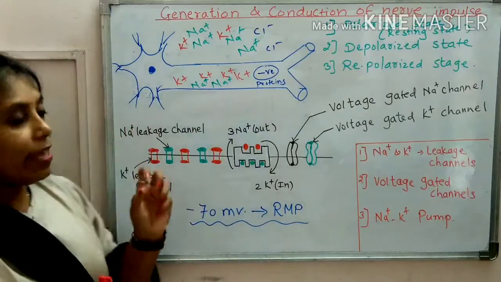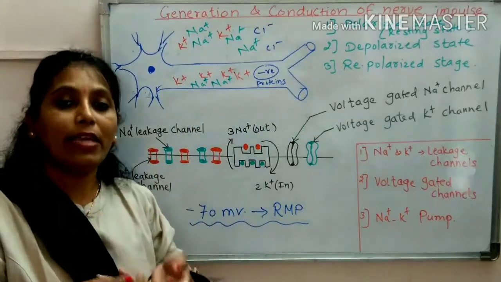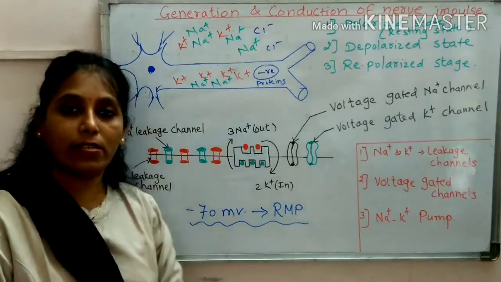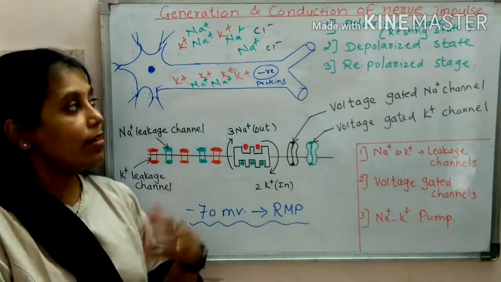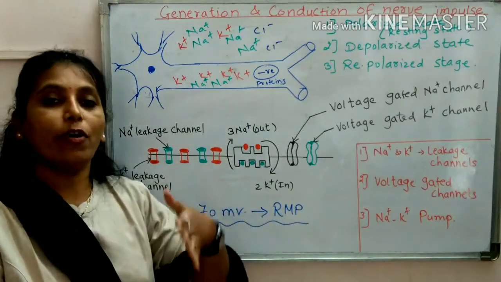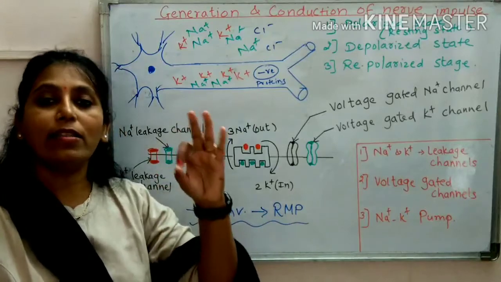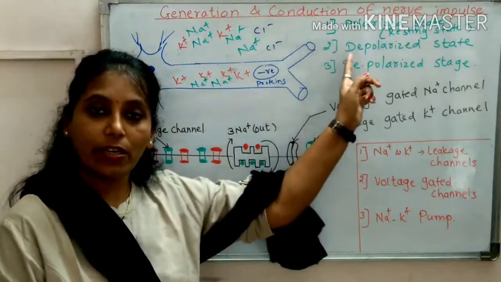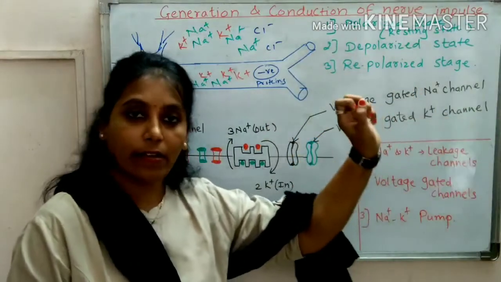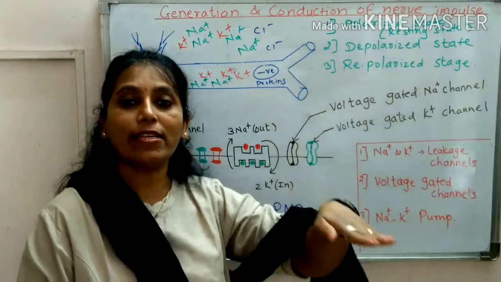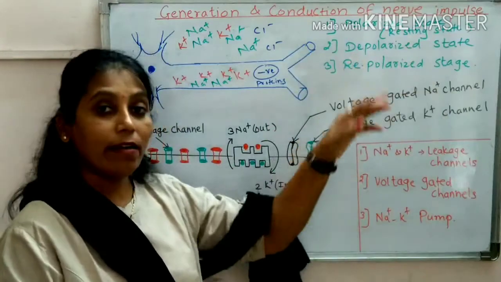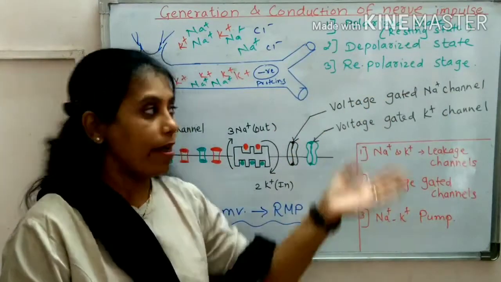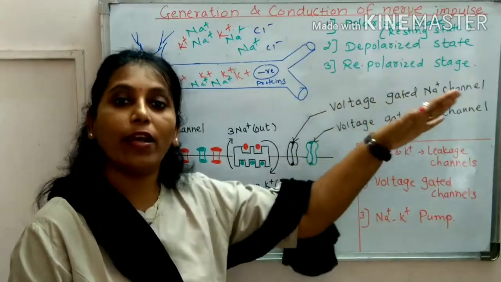Now when the nerve is carrying an impulse or message, it goes through three steps or three stages. The first stage is the polarized state, also called the resting state. Second, the depolarized state, and last is the repolarized state.